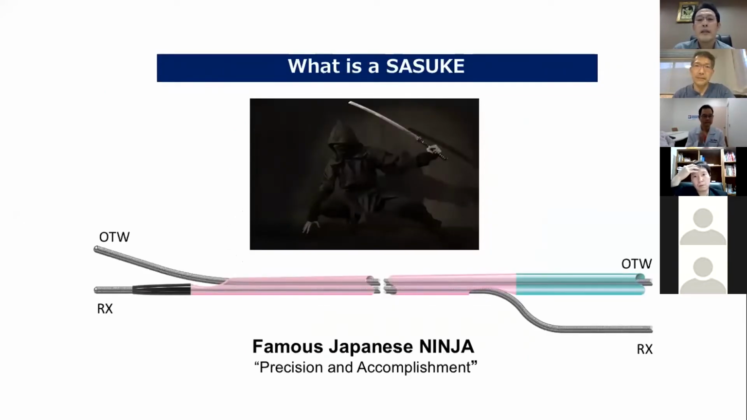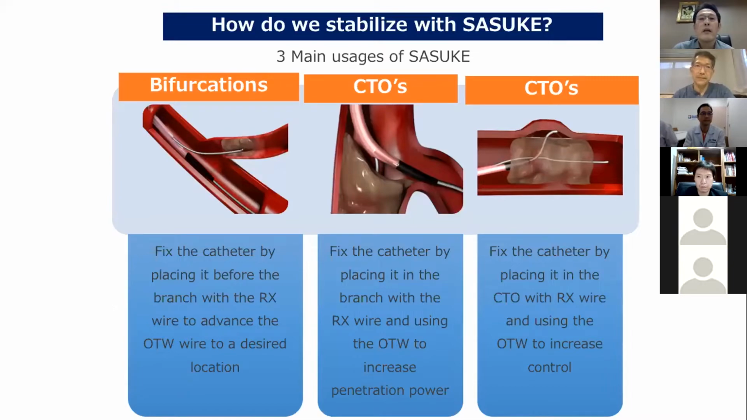What is Sasuke? Sasuke is the name of a famous Japanese ninja. It means precision and accomplishment. So how do we stabilize the guide wire with the Sasuke? In the bifurcation or CTO lesion, we have 3 main uses of Sasuke. The first is for the bifurcation CTO and the CTO at the side branch.